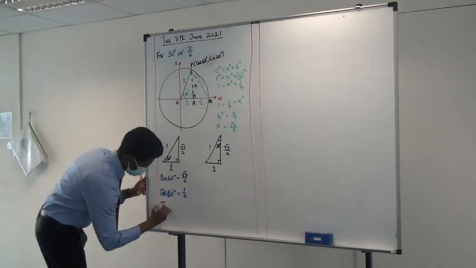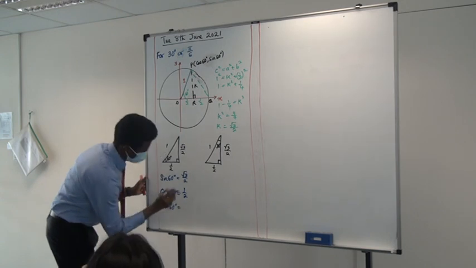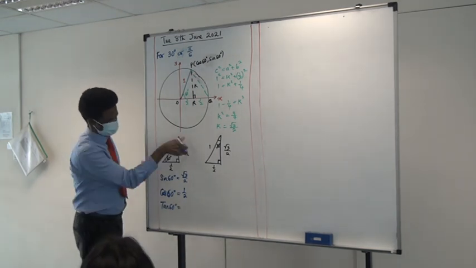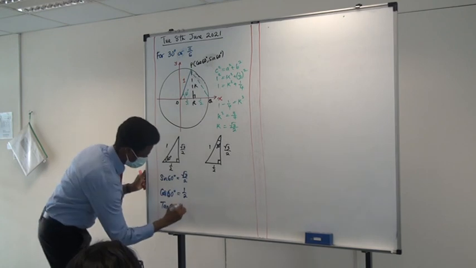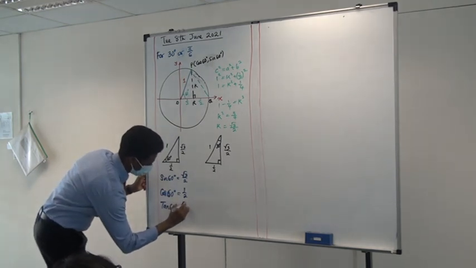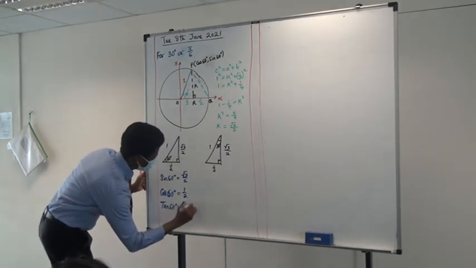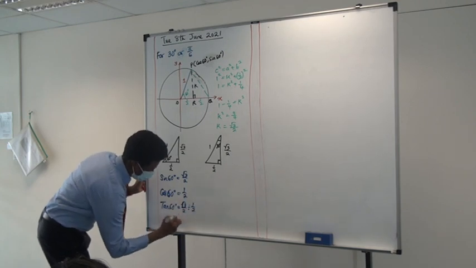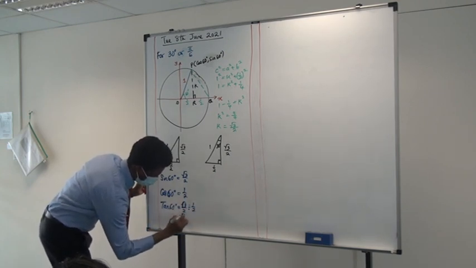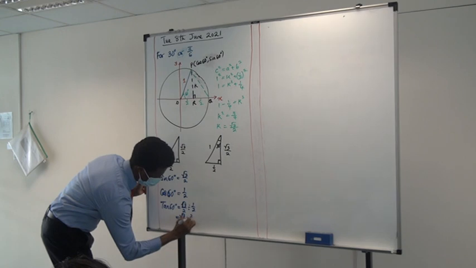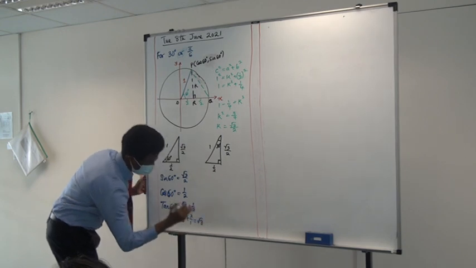Tan 60, opposite over adjacent. This divided by this. So that will be opposite, root 3 over 2, divided by adjacent, 1 over 2. So I do root 3 over 2 times what? Yes?